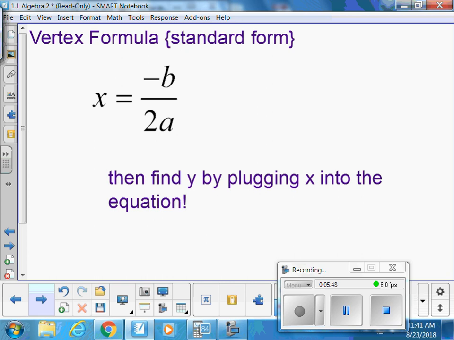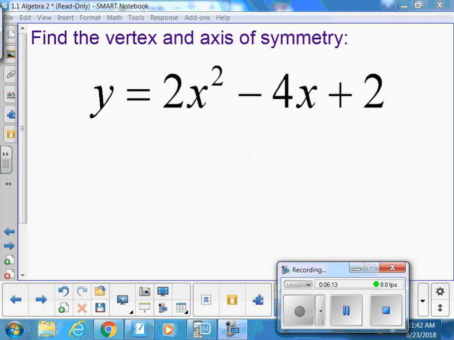I want you to write down the vertex formula that you will use anytime you're finding the vertex of a parabola in standard form. So this can do two things for you. It can get you the first half of your vertex, but it can also get you your axis of symmetry, because those numbers match. All right, so our prompt is find the vertex and the axis of symmetry. So go ahead and jot it down, and then I'll have another volunteer telling me my A, B, and C.